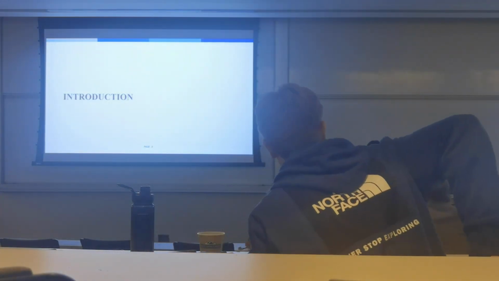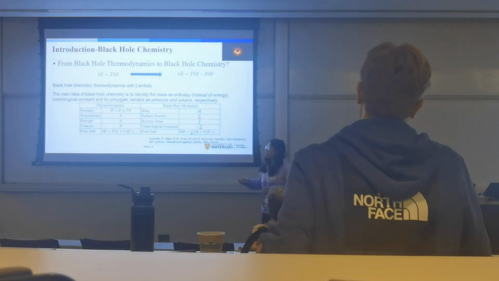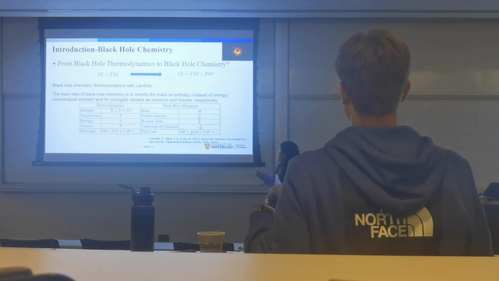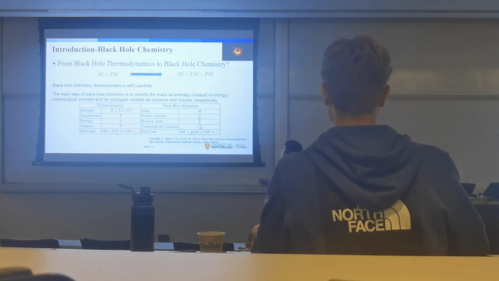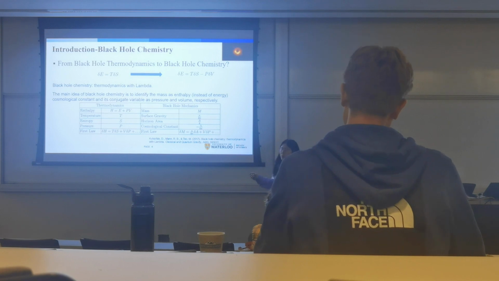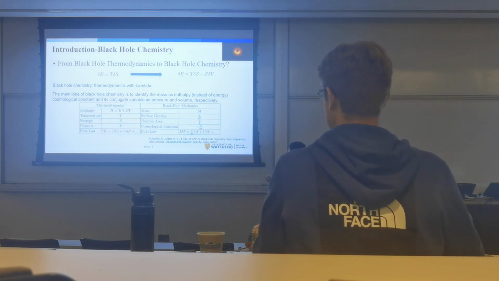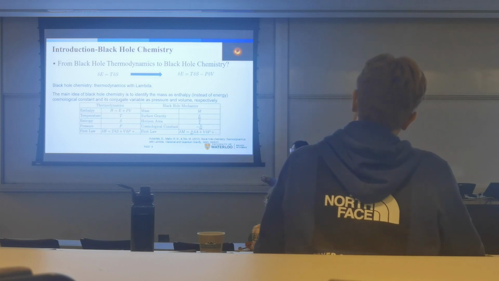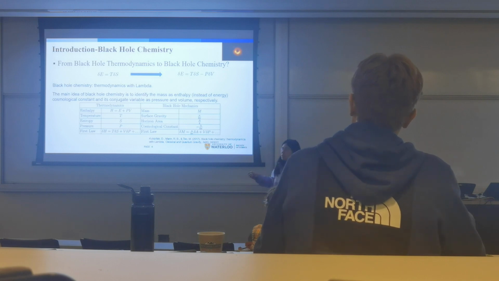First, let's go from black hole thermodynamics to black hole chemistry. In black hole thermodynamics, the mass of the black hole M is interpreted as the energy, and the surface gravity kappa is proportional to the temperature of the black hole, and the horizon area A is proportional to the entropy of the black hole. And this is the first law of black hole thermodynamics. The variation of the mass equals the temperature times the variation of the entropy.